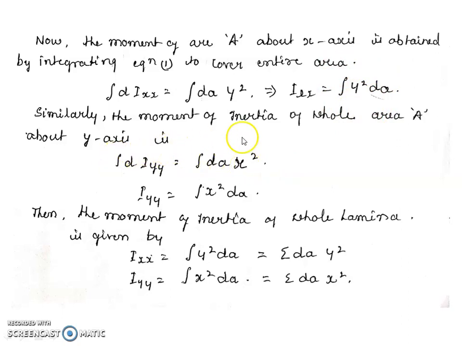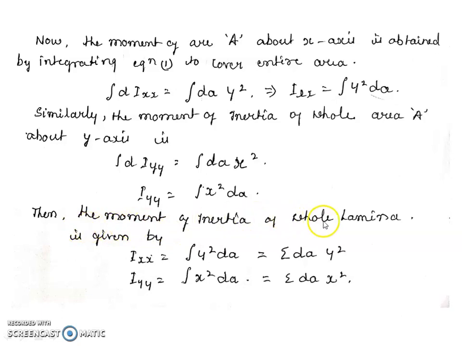Similarly, moment of inertia with respect to y-axis is given by this expression, that is integral dIy is equal to integral dA, that is elemental area, multiplied by distance square, that is x square. Then Iyy is given by integral x square dA. This is the moment of inertia with respect to y-axis.